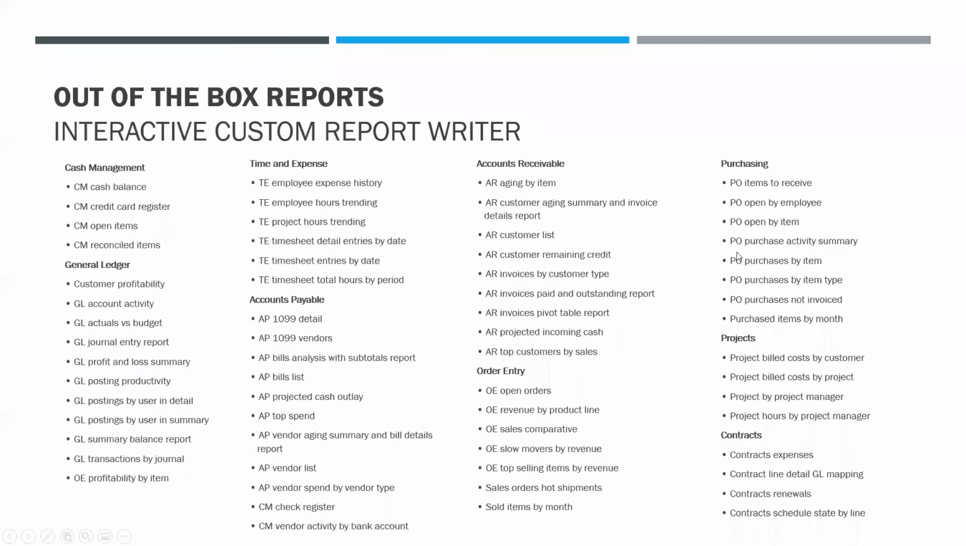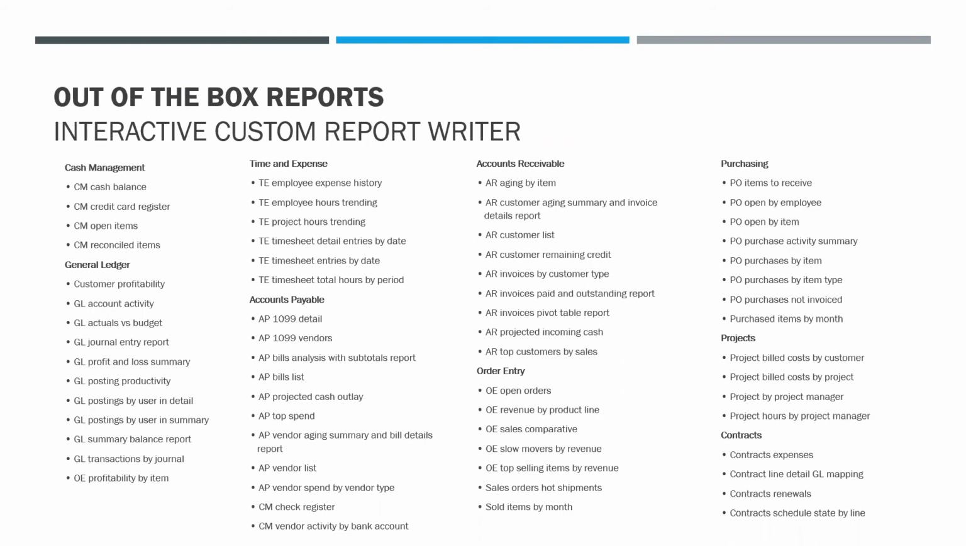So, we have AP top spend, which would be a good report to go into, and GL profit and loss summary. We can do some financial reporting in ICRW. There are some reasons to not do it that way because, in the regular financial reports, we have a lot of the actual periods for the beginning and ending balance. But if we do want to add some additional financial data to interactive custom reports, we can do that. It's a great way to do AR aging reports and AP aging reports. One of the samples we're going to look at is AR aging by item.